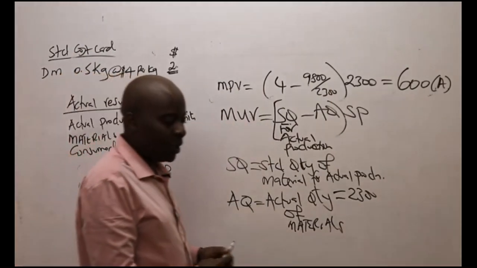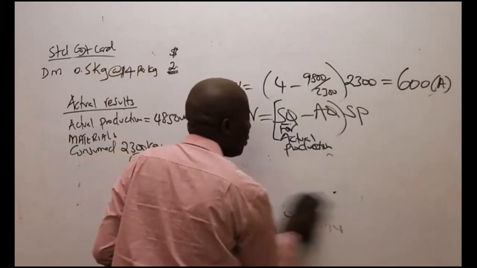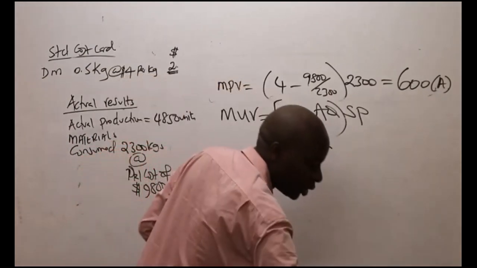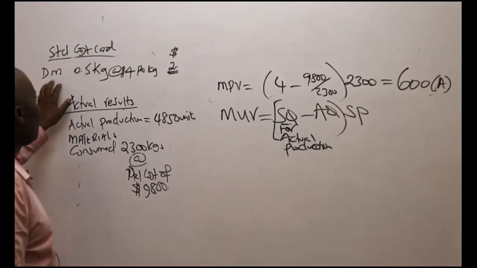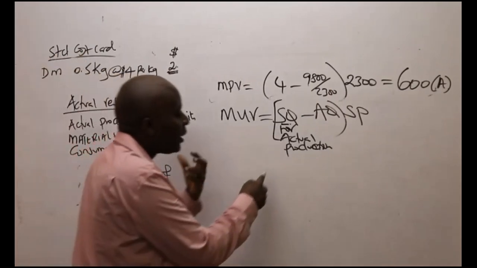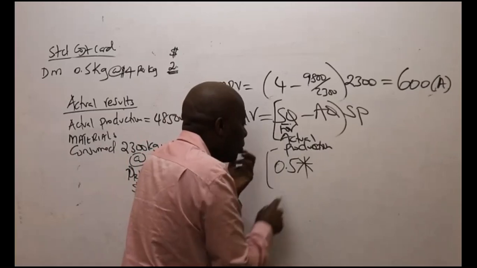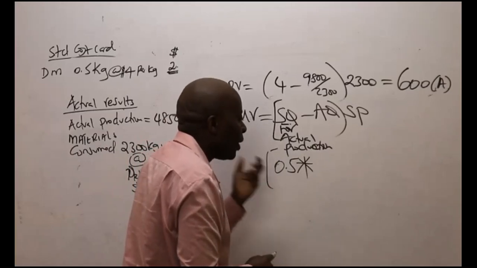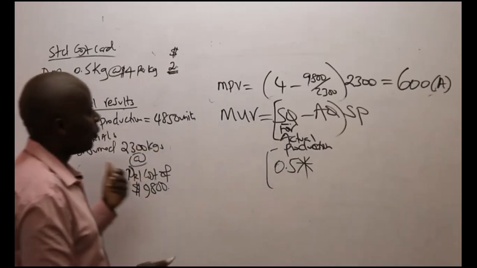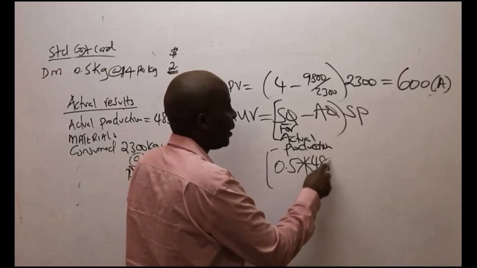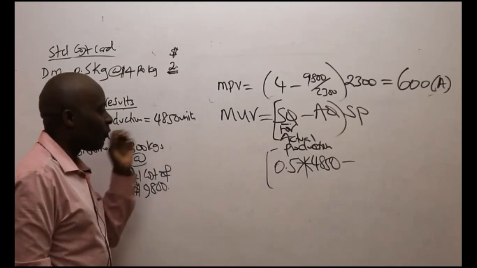Standard quantity. Please go to your standard cost card. If you go to your standard cost card, you'll be able to see the standard quantity. What is our standard quantity, ladies and gentlemen? We can see our standard cost card of direct materials. We have 0.5 kilograms. But remember that this standard quantity must always be multiplied with the actual production, the actual number of units that were produced. The actual output was 4850.